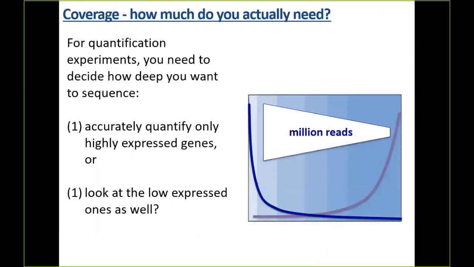So again, for quantification experiments, you really need to decide how deeply you want to sequence. If you're looking at something that you don't expect to be present in very high amounts, you're going to have to reach into that pot a lot more times just to have a good probability of pulling it out enough times to where you can reasonably say, I think it's present in this quantity.